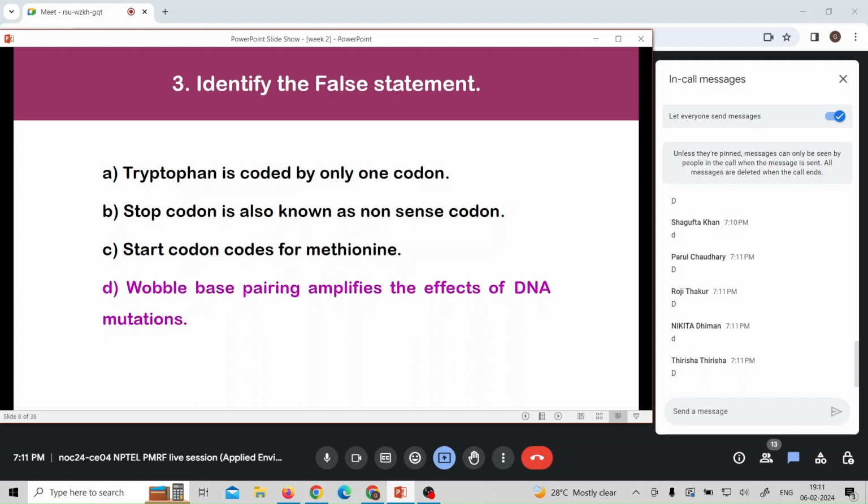Right. So here D is the right answer. We all know start codon codes for methionine because methionine is the first amino acid in any protein sequence. So option C, all of you would have probably known it's true. Okay, and stop codon is a nonsense codon because it doesn't code for any amino acid. And in the genetic code table, if you see, you can see tryptophan being coded by only one codon. So regarding this wobble base pairing, this statement is false because wobble base pairing will decrease the effect of DNA mutations. So with an image, we will see why here.